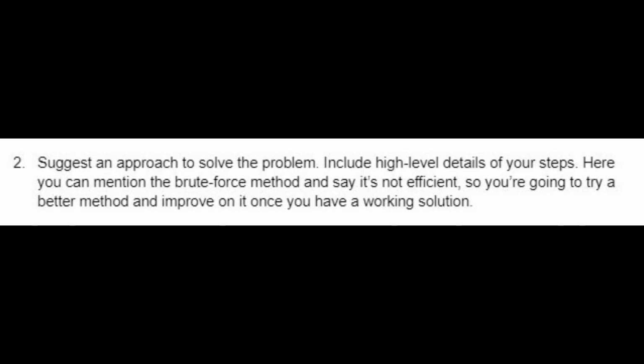Before you start writing and coding, follow this process. Restate the problem, ask clarification questions, and mention any assumptions. Suggest an approach to solve the problem. Include high-level details of your steps. Here, you can mention the brute force method and say it's not efficient, so you're going to try a better method and improve on it once you have a working solution. Continue to discuss with your interviewer until both of you agree on the approach.